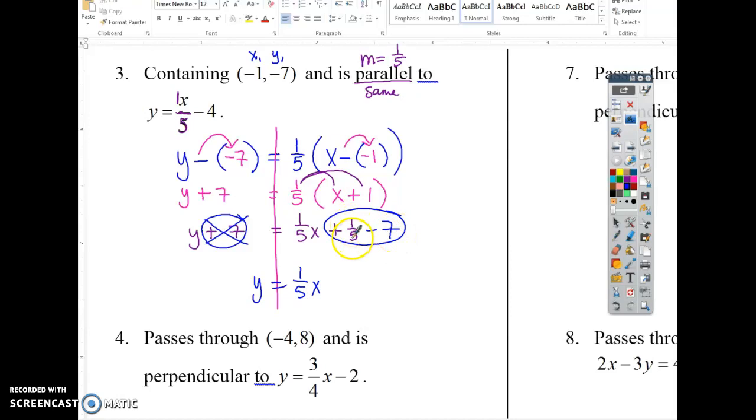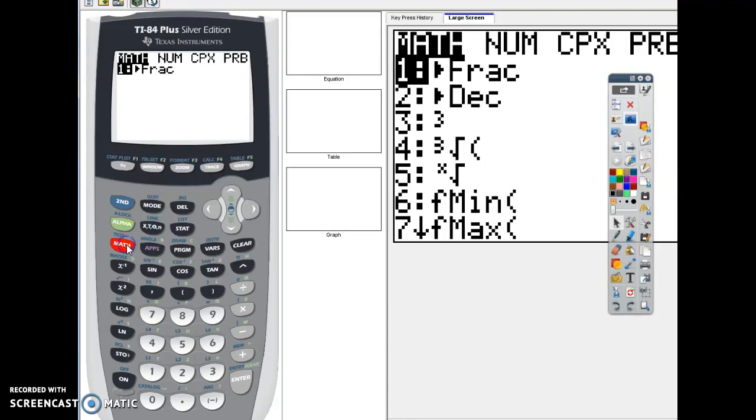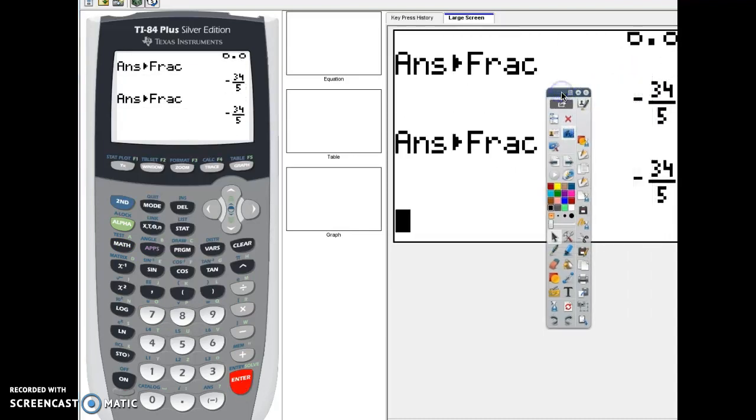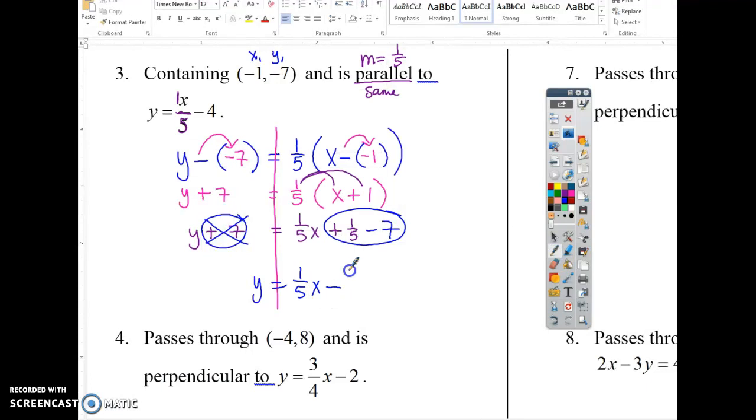I like to put fractions in parentheses, because if not, it might give you the wrong answer. So 1/5 in parentheses minus 7. Enter, and math enter. So that's a -34 over 5. And you put this equation in y equals trace and make sure that it goes through the point -1, -7.